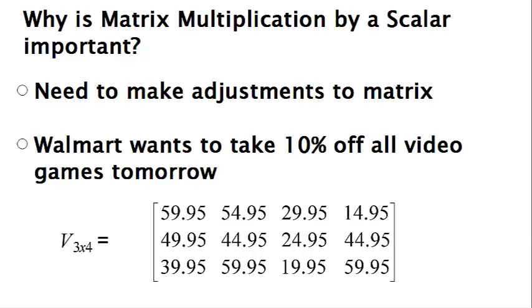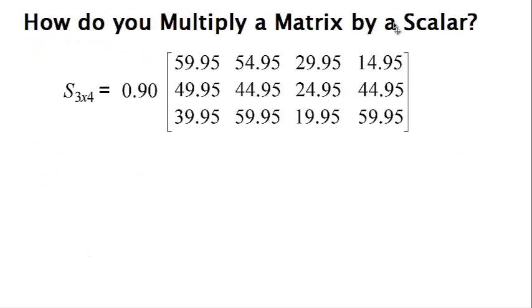Well, we do this by running a computer algorithm that multiplies the entire matrix by 0.9. I'm going to multiply everything in the matrix by 90%, and that's going to be the new price after the 10% off sale, because 90% is what's left of 100% after we take 10% away. This is just the kind of reason that we need to be able to multiply a scalar by a matrix, to make adjustments to the matrix. So now that we've established its importance, how do we do that?